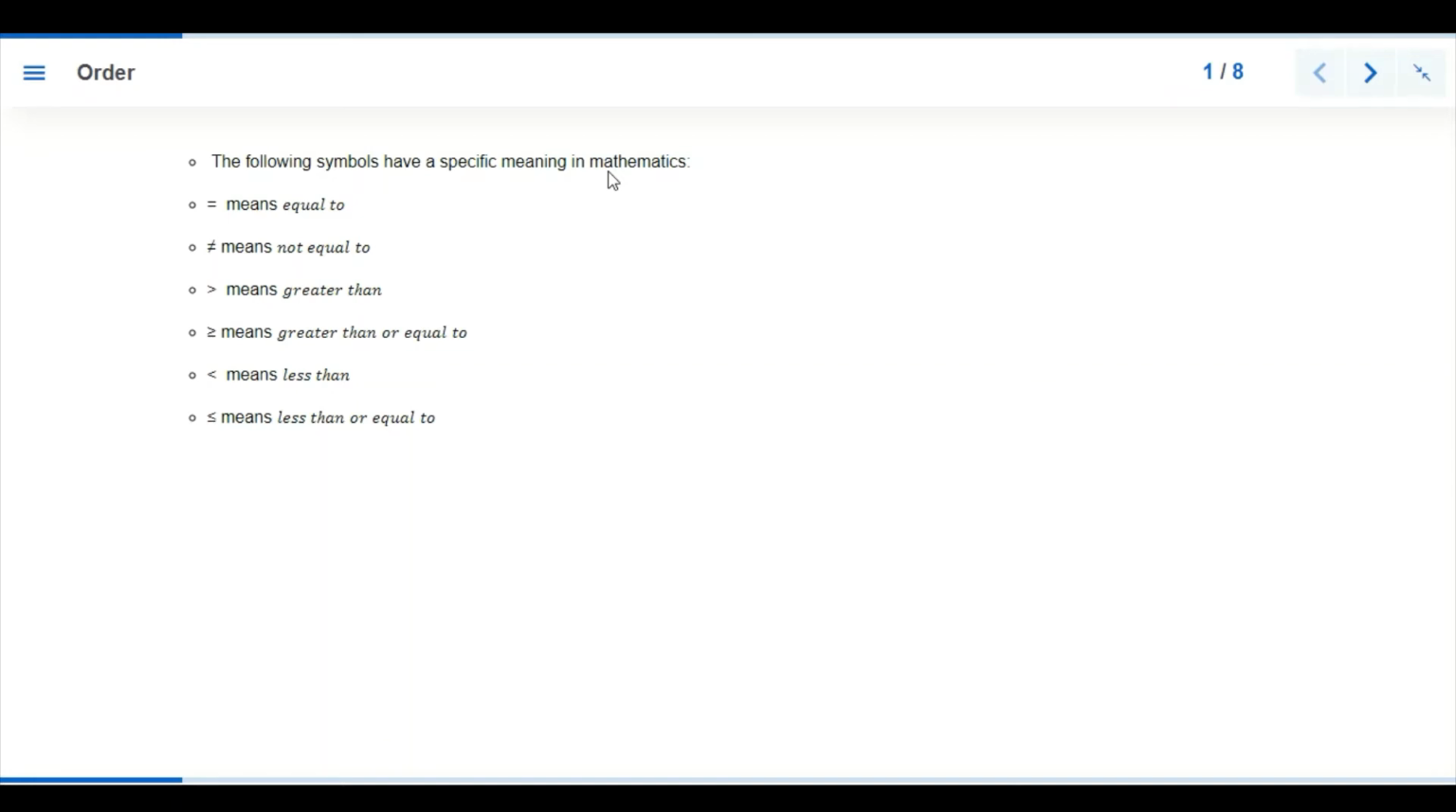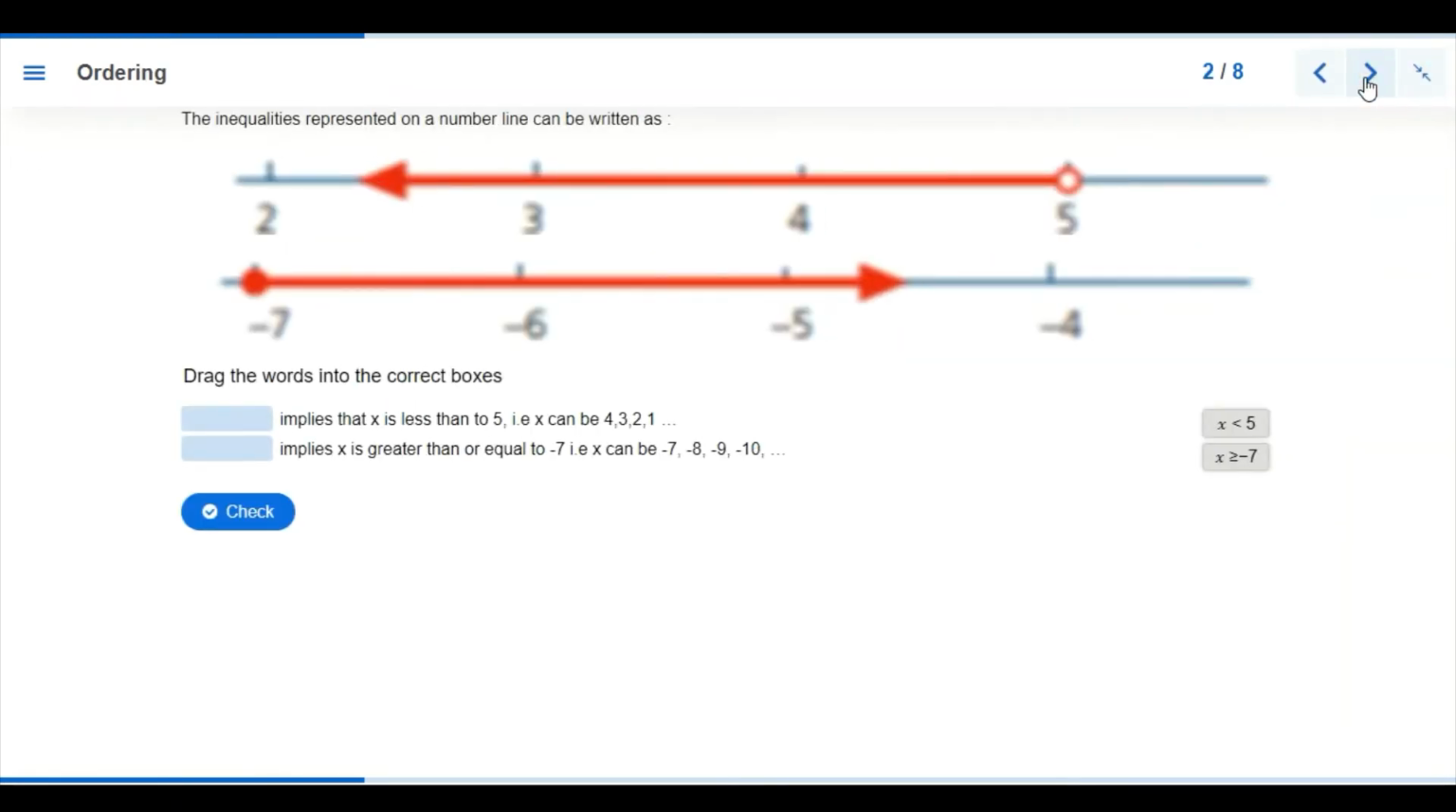Before we go ahead with any calculation, we can look at this. We have some symbols here that we're going to be looking at. This sign here, it means what? Equals to. And this sign means not equals to. This sign means greater than, and this sign means greater than or equal to. This sign means less than, and this sign means less than or equal to. In this slide, we're going to be making use of those signs we've mentioned.